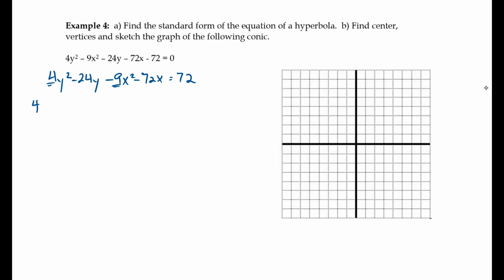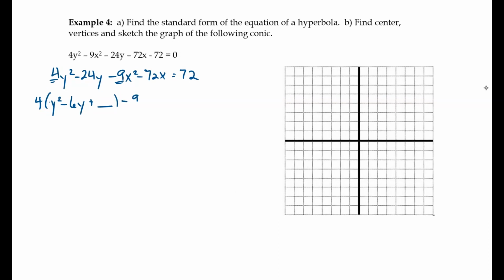So with the y's, I factor out 4, and I get y squared minus 6y plus blank. Then with the x's, I factor out a -9. Remember, you need the coefficient when you're doing completing the square to be positive. So we factor out a 9, and we get x squared plus 8x, and we go plus blank equals 72 plus blank with our 2 values. And then we're going to do completing the square.